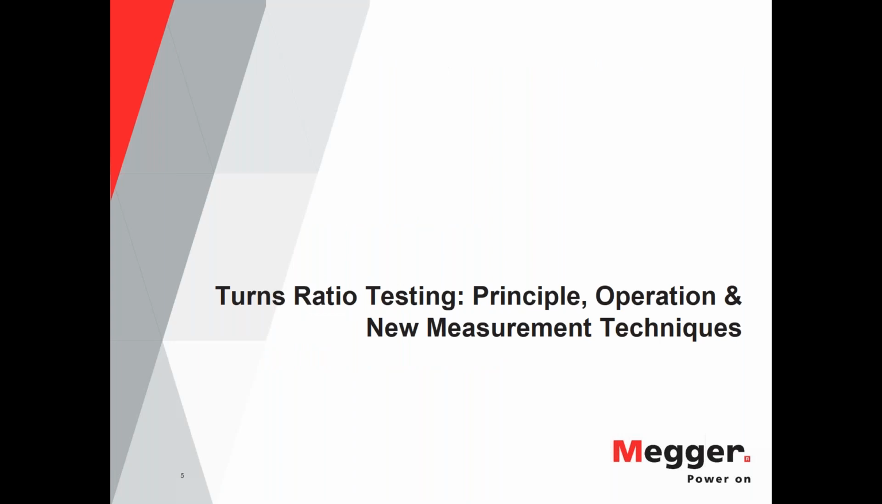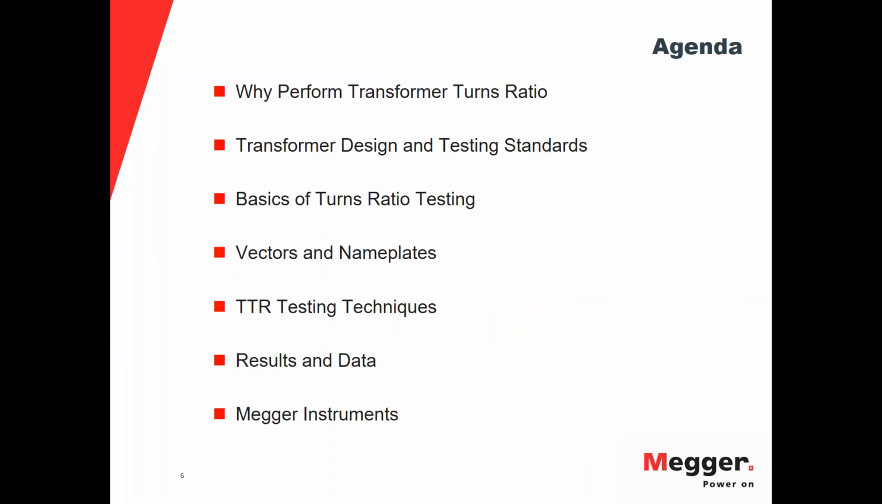Today, as Jamie mentioned, we're going to be talking about turns ratio testing, principle, operation, and new measurement techniques. So here's the agenda. We're going to go over why we should perform transformer turns ratio tests. What's the benefit of doing this test? We're also going to talk about different designs and testing standards. We're going to cover the basics of TTR. We're also going to go over the vectors and the nameplates, giving a breakdown of what you see when you're looking at a nameplate of a transformer and how that converts over to doing the TTR test.